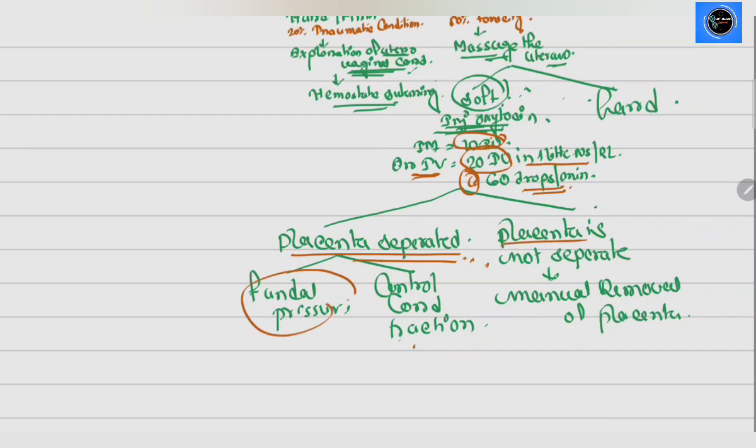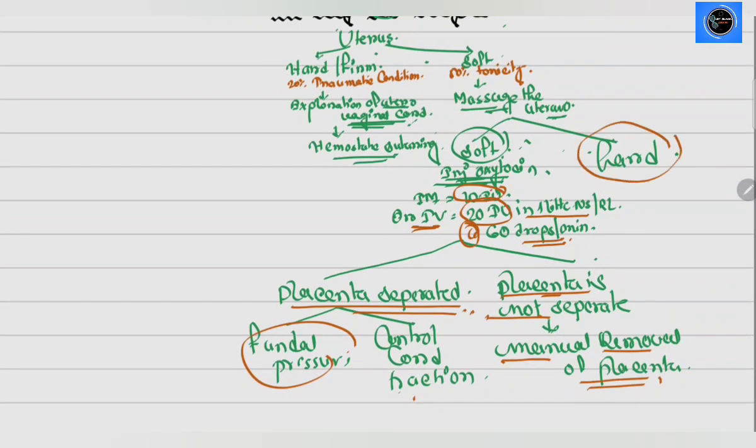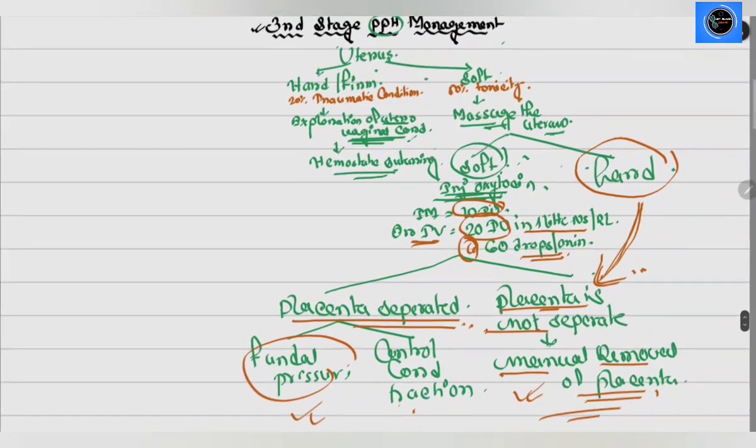But when the placenta is not separated, you can perform the manual removal of placenta. And after massaging of the uterus, when the uterus feels hard, you directly check whether the placenta is separated or not. If it is separated, the same thing is performed. If not separated, you can perform the manual removal of the placenta. So I think you all have understood about the third stage PPH management.